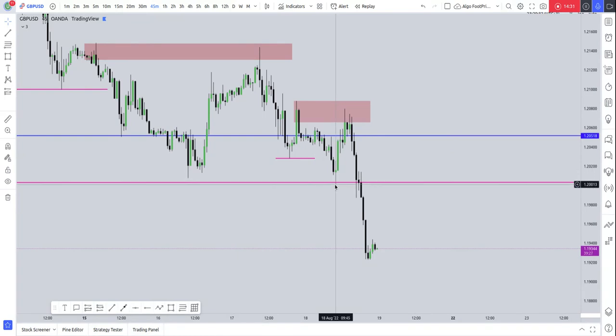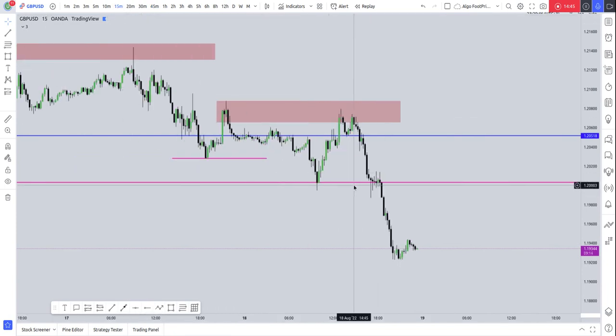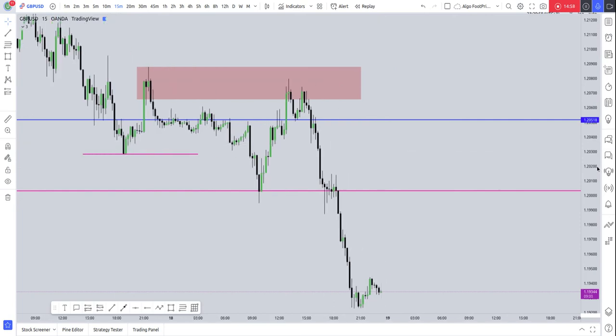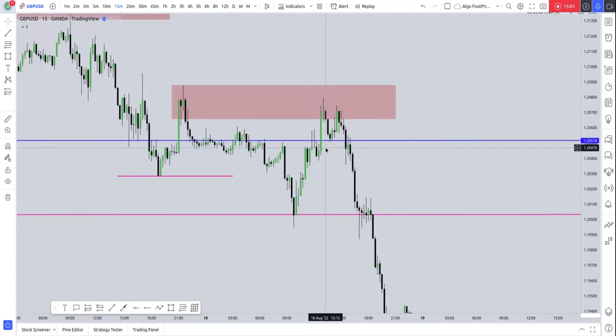This is London in here. London comes here. New York opened on this candle. Now let me show you something. When we go to M15, if I was present in front of my computer, I could have caught this sell, but I'd gone out with friends. So you look at this. When this candle went up with so much momentum, it was coming to mitigate this order block, that block structure.